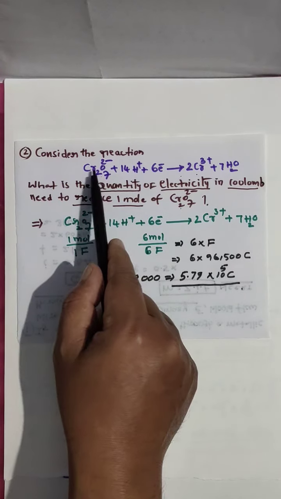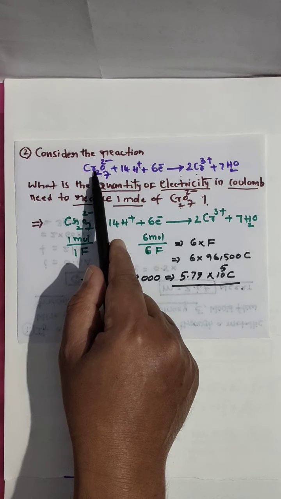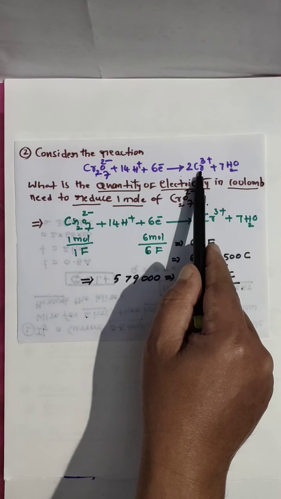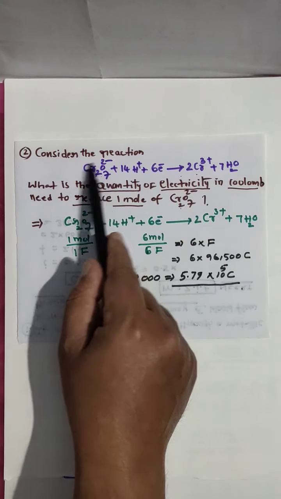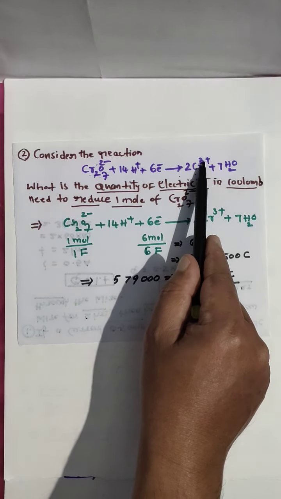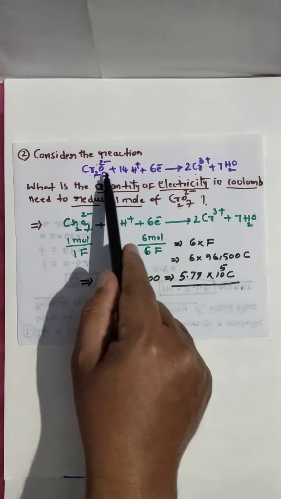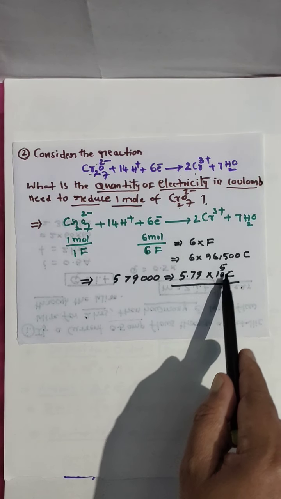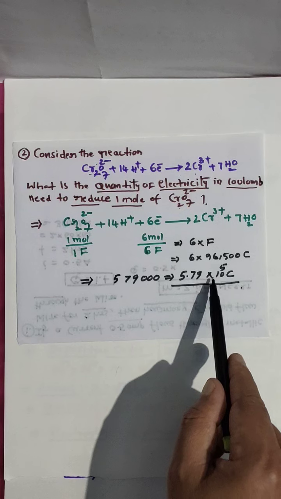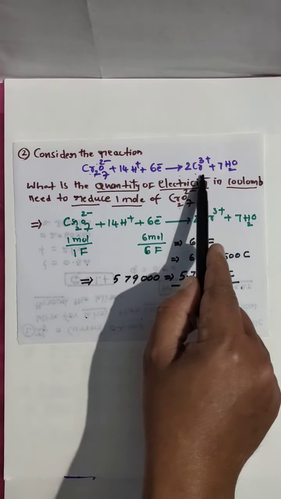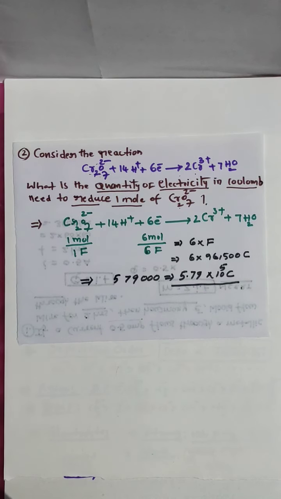How do you know what reduce means? Here the oxidation number is 6, here the oxidation number is 3. Decrease in the oxidation number is called reduction. You calculate the oxidation number of chromium, it is 6. Here you already know 3 is there. So 6 to 3 is reduced. To reduce this, how much charge do we have to supply? 5.79 into 10 to the power of 5 coulombs of charge we have to supply, then 1 mole Cr2O7 2- will be reduced to Cr3+.